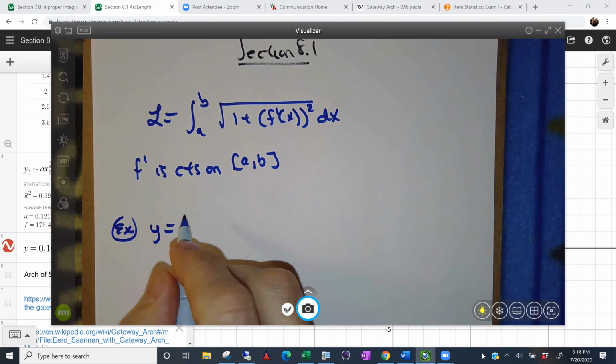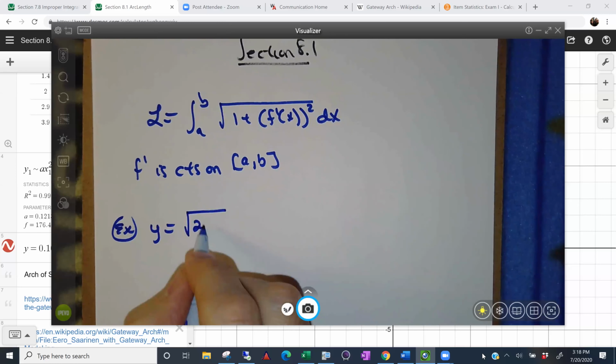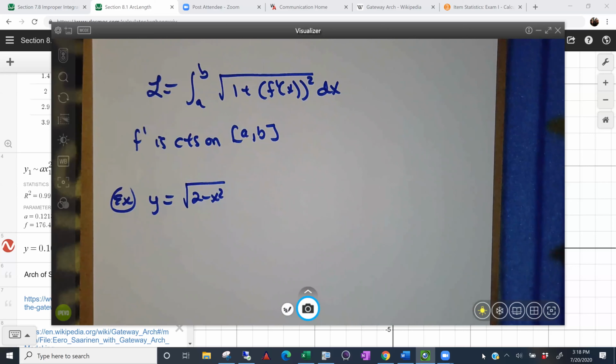Y equals the square root of 2 minus x squared. And we want to find the length of this curve on the interval 0 to 1.